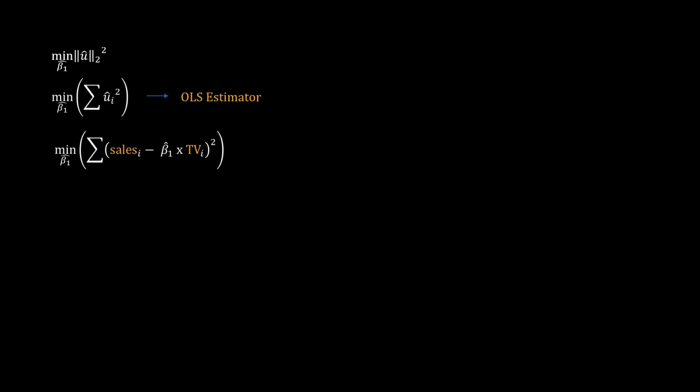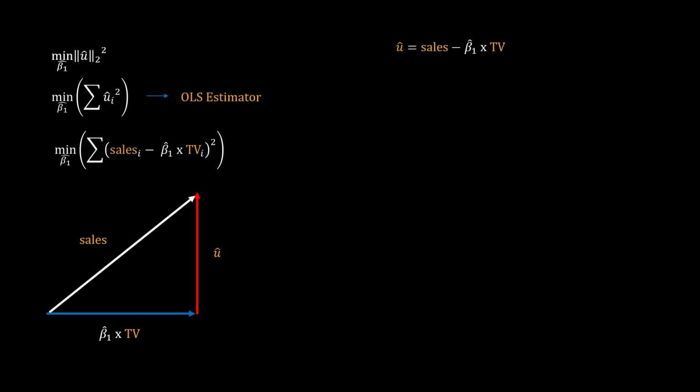Now we can solve this optimization exercise using calculus or any numerical procedure such as gradient descent. Or we can use the intuition that this will be minimum when the residual vector is orthogonal to the TV vector. If the residual vector is perpendicular to the TV vector, then the dot product must be 0. Note that beta 1 is a scalar in our case. So simplifying this, we get the closed form formula for beta 1.